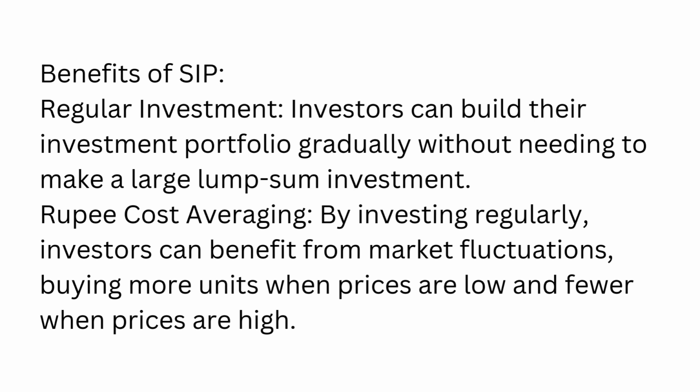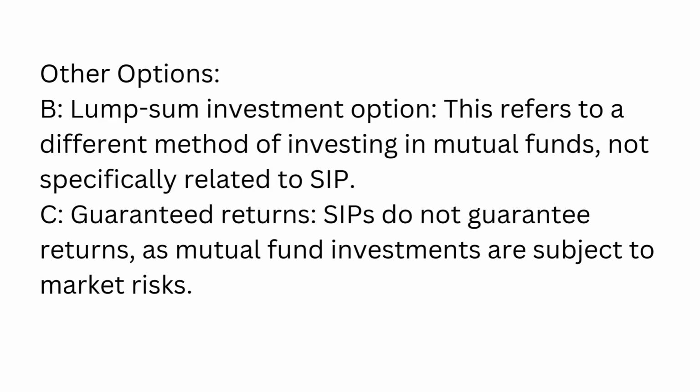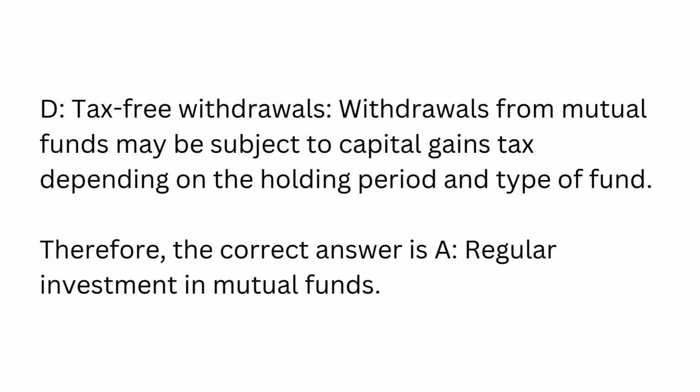Rupee cost averaging. By investing regularly, investors can benefit from market fluctuations, buying more units when prices are low and fewer when prices are high. Other options. B. Lump sum investment option. This refers to a different method of investing in mutual funds, not specifically related to SIP. C. Guaranteed returns. SIPs do not guarantee returns, as mutual fund investments are subject to market risks. D. Tax-free withdrawals. Withdrawals from mutual funds may be subject to capital gains tax depending on the holding period and type of fund. Therefore, the correct answer is A. Regular investment in mutual funds.